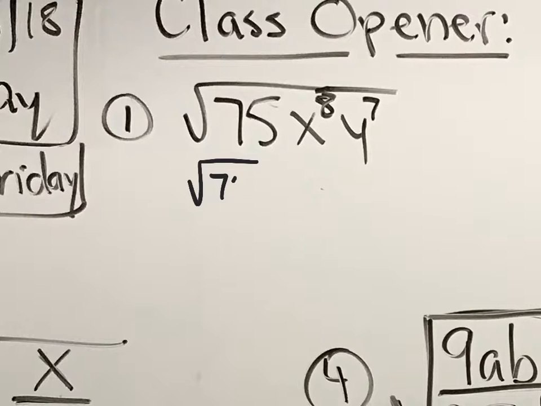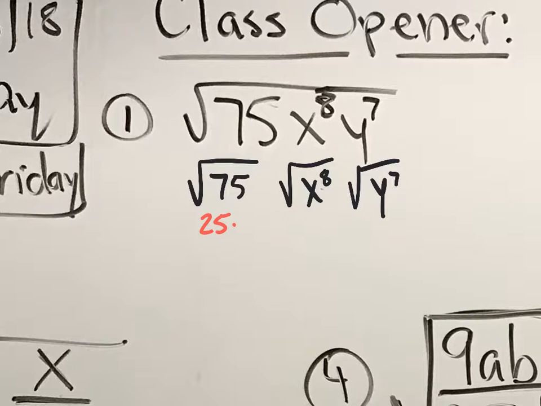of them individually. So the square root of 75, the square root of x to the 8th, and the square root of y to the 7th. Okay, well, 75, it's not a perfect square number, but we could rewrite it as 25, which is a perfect square number, times 3. Right? There's 3 quarters and 75 cents.